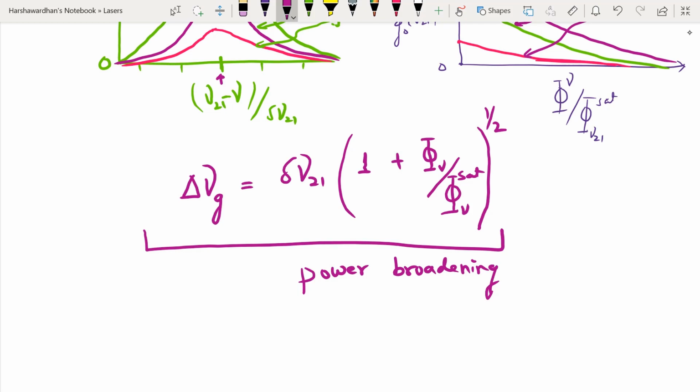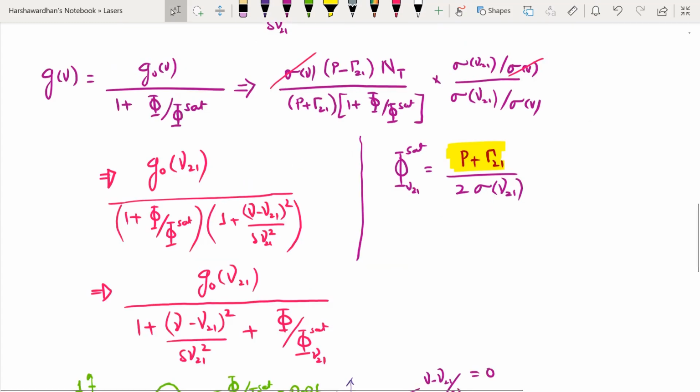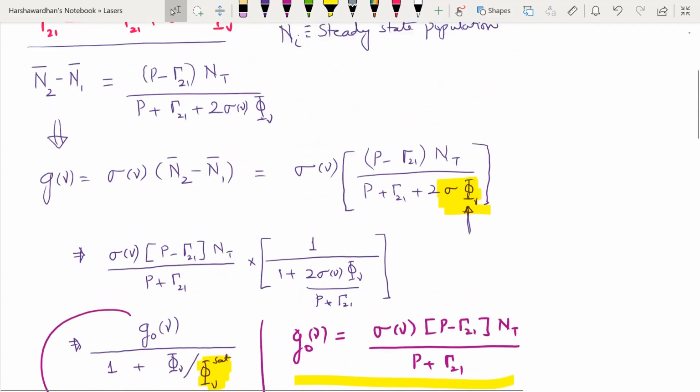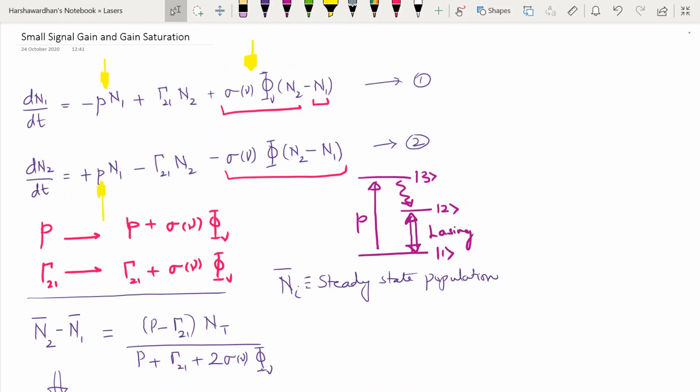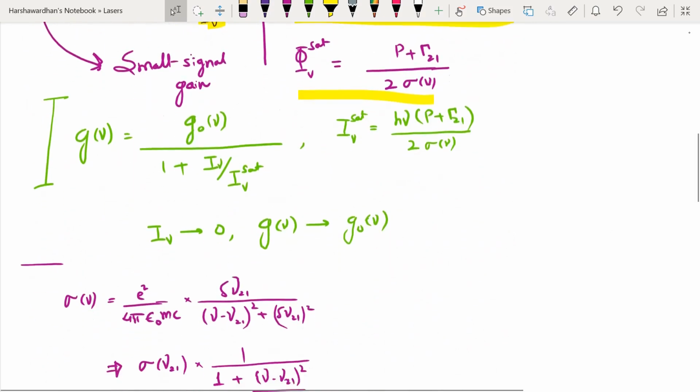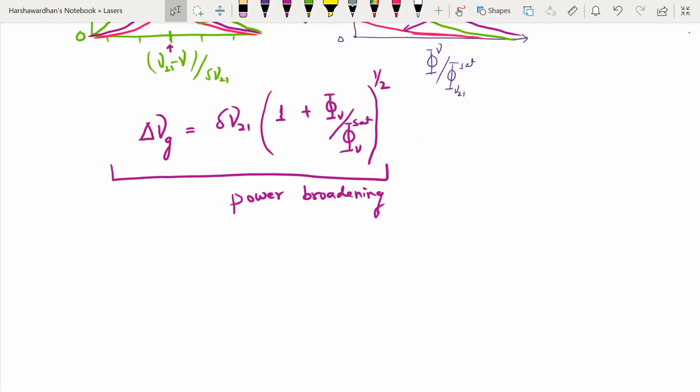So this phenomenon of gain saturation is also known as bleaching. So we have looked at these two important characteristics of the gain, which are the notion of a small signal gain and also gain saturation. What is the consequence of saturation to the spatial distribution of gain within the cavity? That is something that we'll explore in the next lecture.